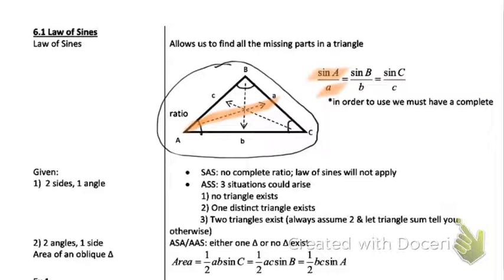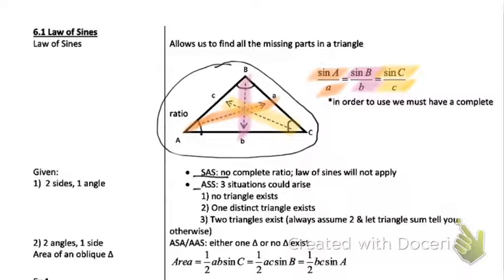And angle B would always be across from side b, and angle C would always be across from side c. The formulas I'm highlighting now, I'll talk to you about later, but for now I want to go over these labels.